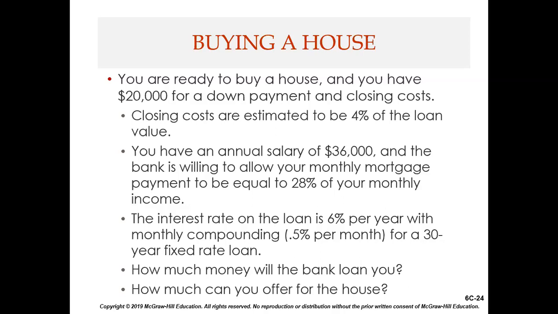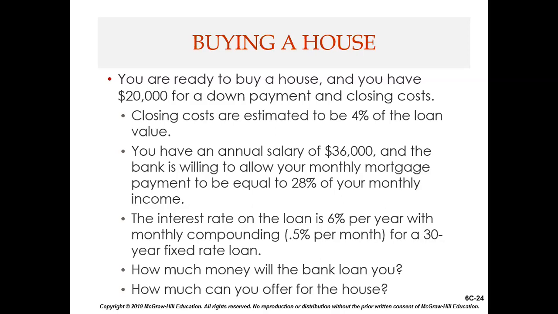How much money will the bank loan you? How much can you offer for the house? Okay, so let's see. We want to know the present value because we want to know how much we can borrow today. The number of payments, you've got to be careful here, aren't 30. It's 30 times 12, because you're going to make monthly payments for 30 years, or 360. Your interest rate will be 0.5 in your calculator. Now we want to solve for present value. Our PMT is 28% of our monthly income, which is 10,080, because that's the most they'll let our mortgage payment be.